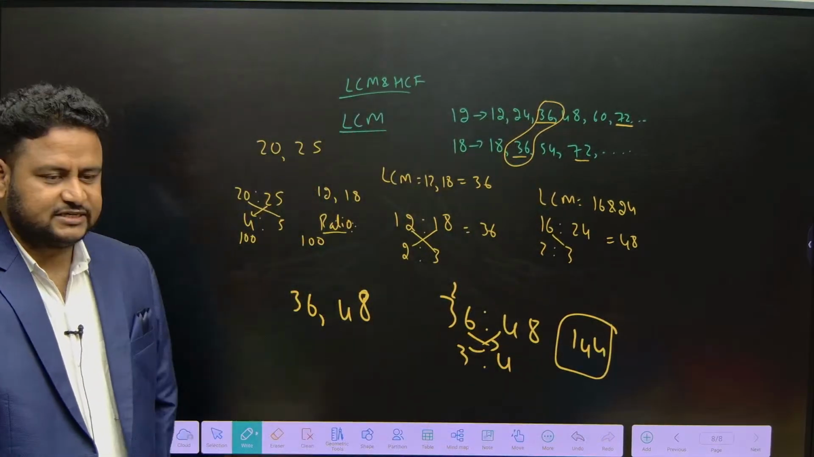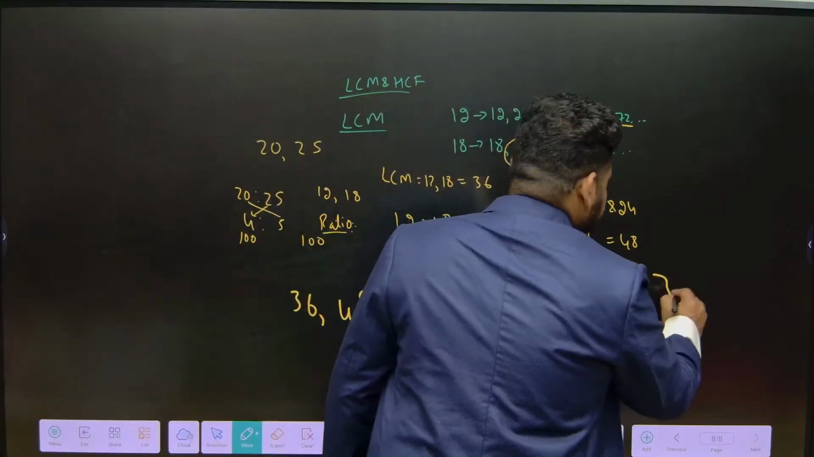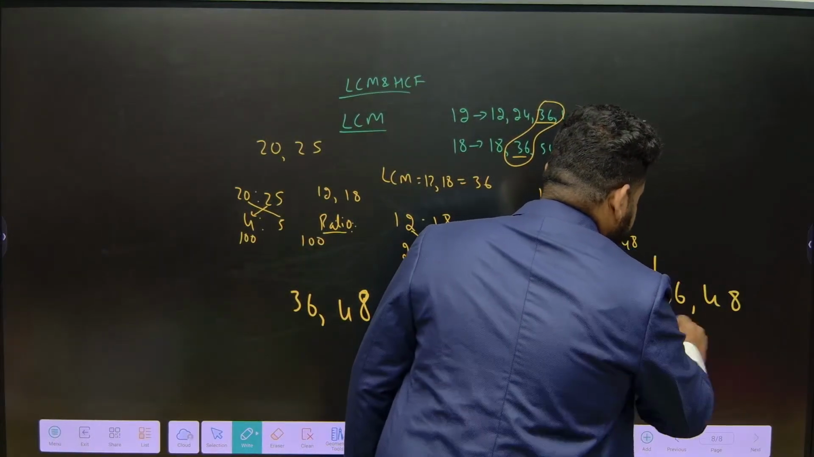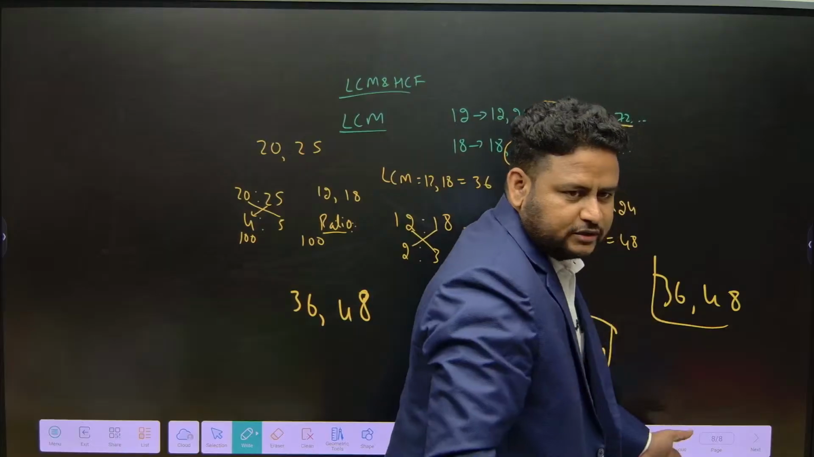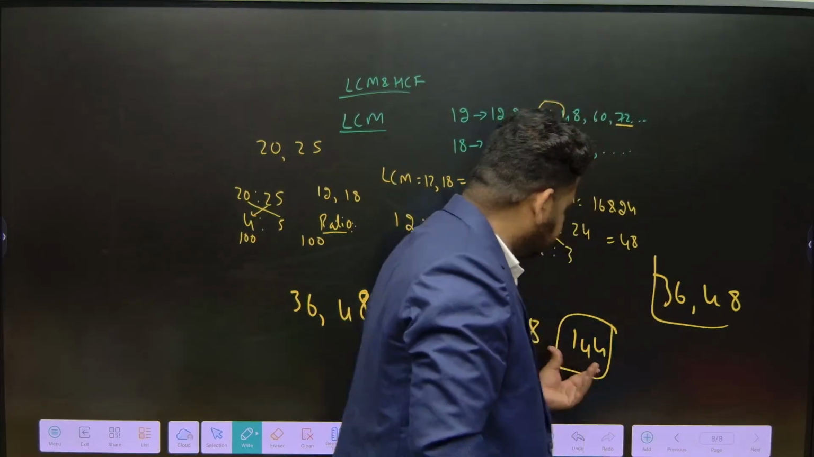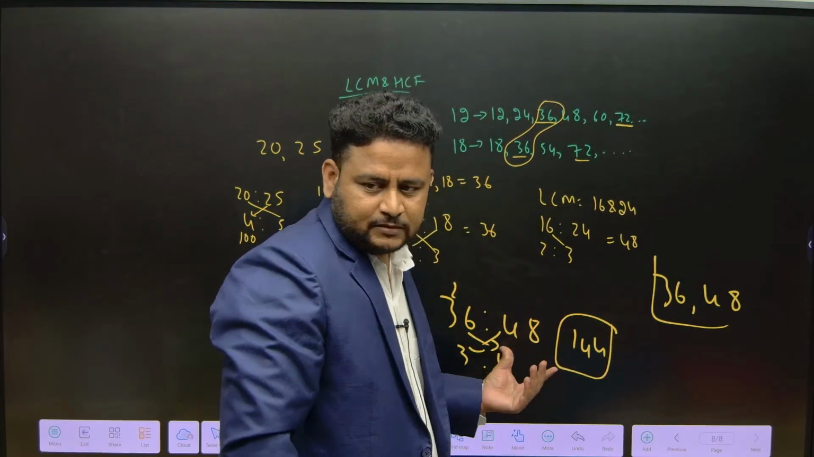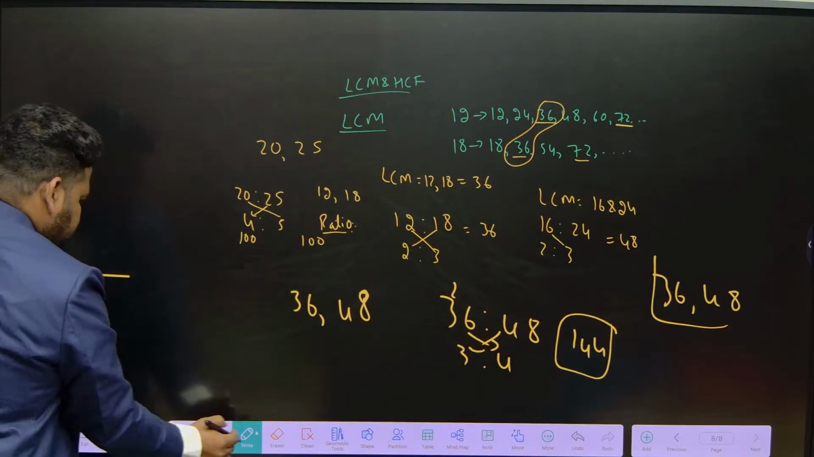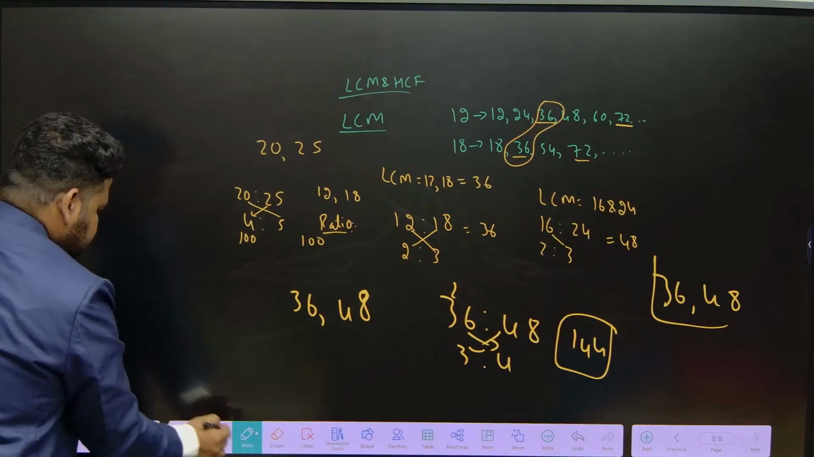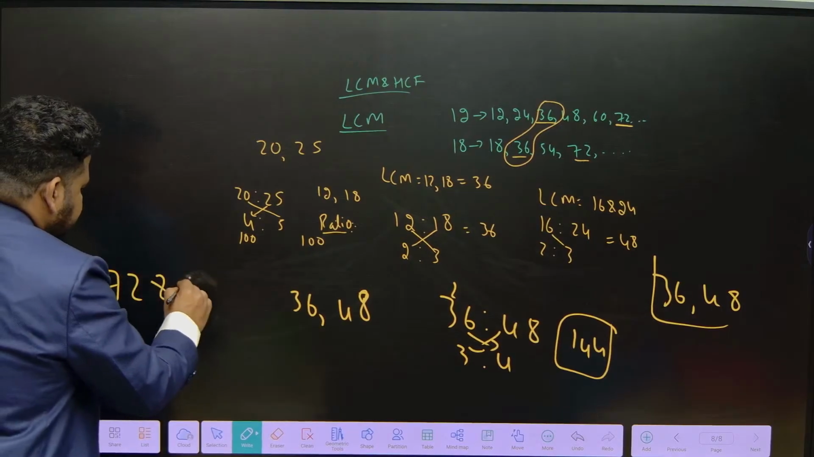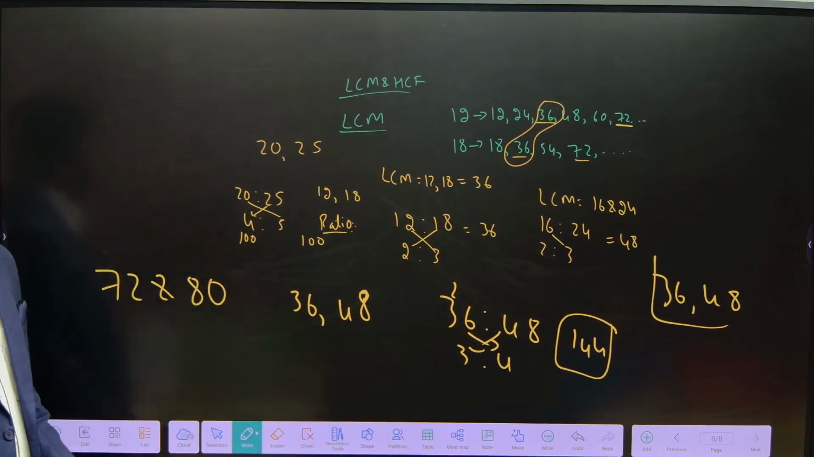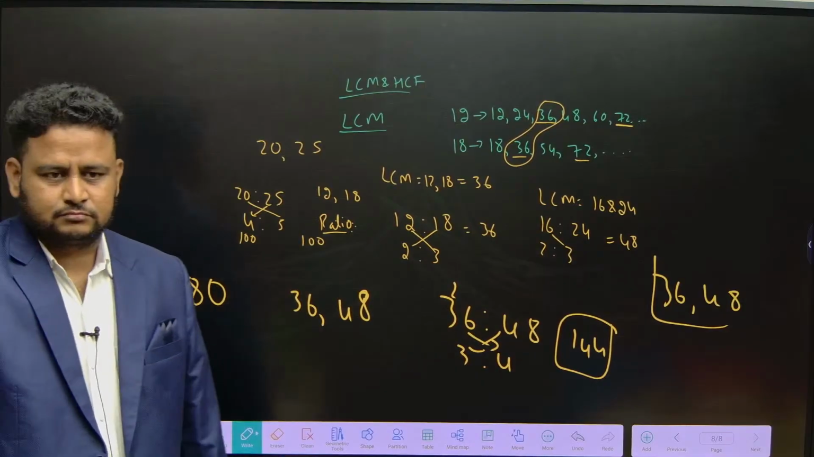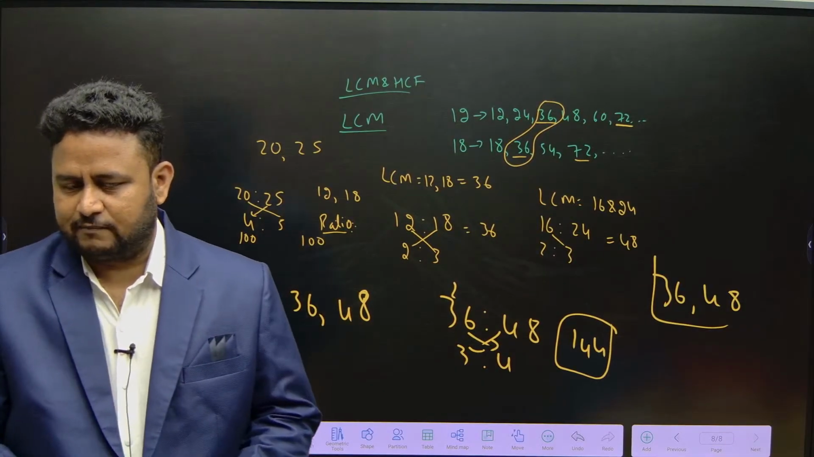This is much easier than the other method. For 36 and 48, whichever method you follow, the long method is time-taking. This is the easy method. Suppose I ask you to find the LCM of 72 and 80. Don't just sit and watch, you have to solve.